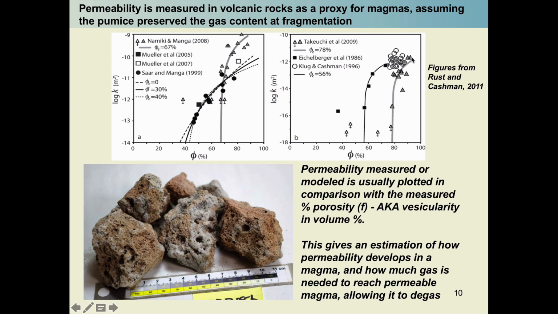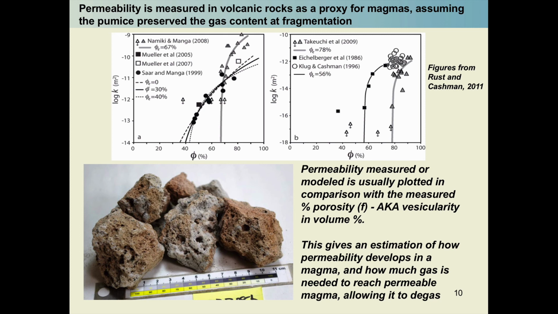The experiments shown here, the little triangles, are actually lab experiments done to try to recreate this process and measure permeability by steps. And they show that when you have a magma like a rhyolite that's more likely to have a very highly explosive eruption, they probably become permeable at very high percentages of gas.